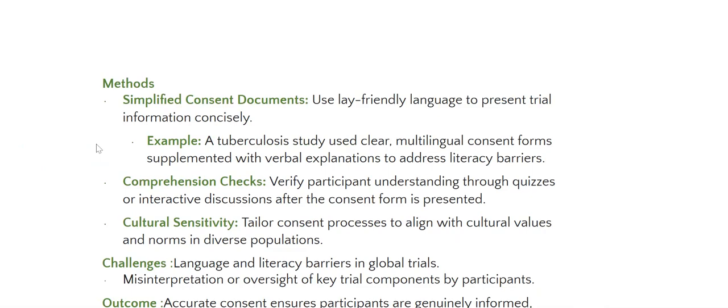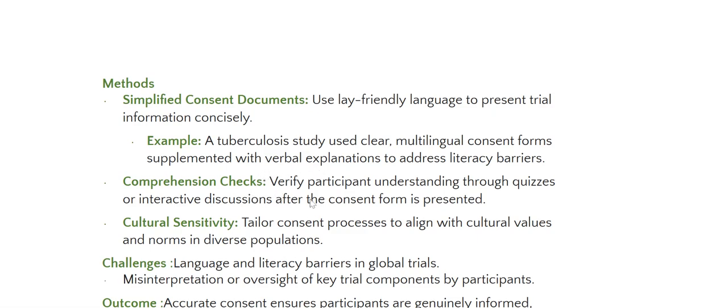Methods. Simplified consent documents: use lay-friendly language to present trial information concisely. As for example, a tuberculosis (TB) study used clear multilingual consent forms supplemented with verbal explanations to address literacy barriers.